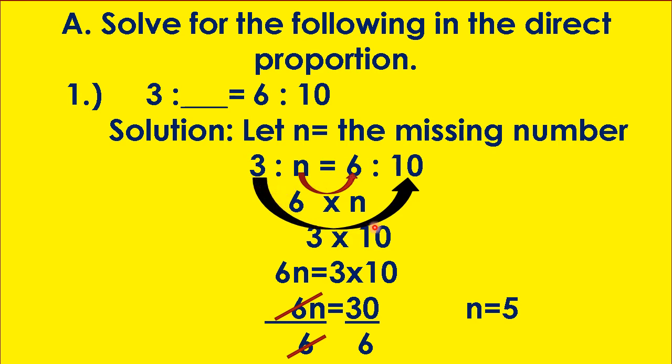Then divide both sides by 6. So we cancel 6, the remaining is n. Then 30 divided by 6 is equal to 5. So the answer is n is equal to 5.